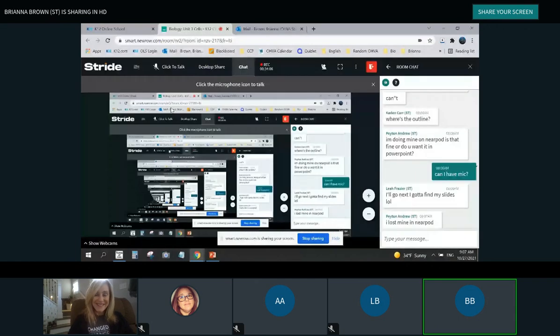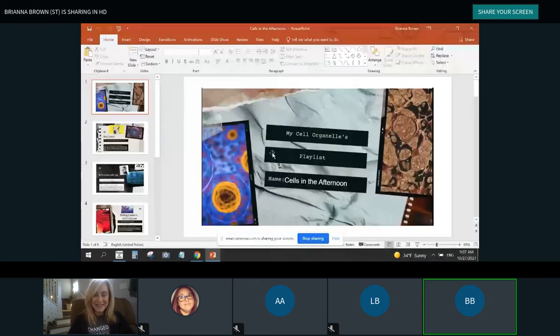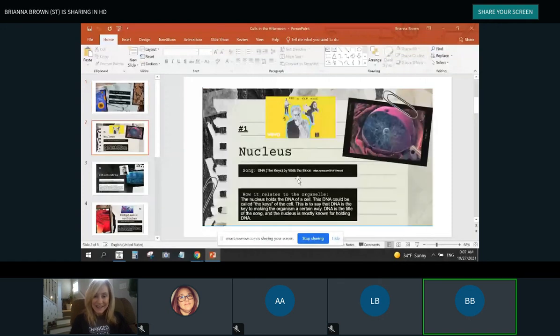Okay, so I titled mine Cells in the Afternoon just to give it a unique name. For the nucleus, I did DNA by Walk the Moon. It's really new, actually. I said it's the nucleus that holds the DNA of the cell. So the DNA would be called the keys because it is what makes everything after the cell dies. I said this is to say that the DNA is the key in making the organism a certain way. DNA is the title of the song, and the nucleus is mostly known for holding the DNA.